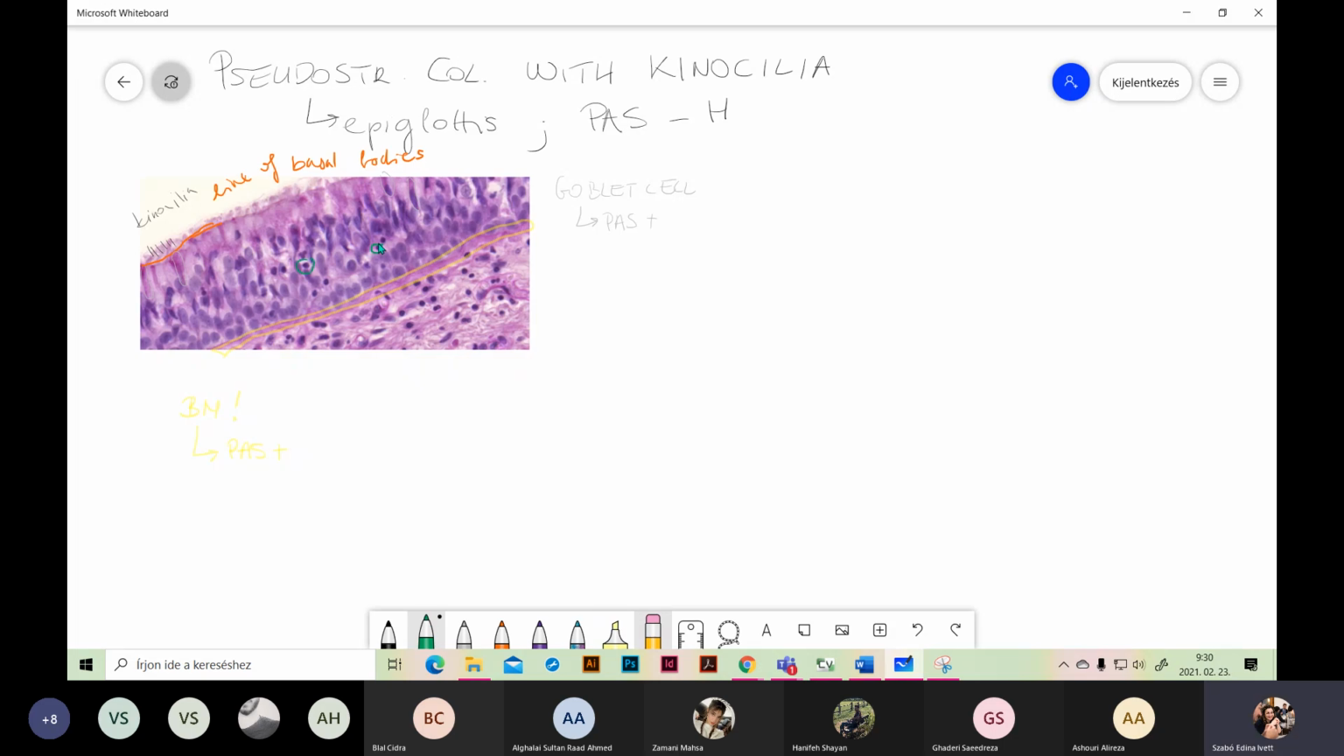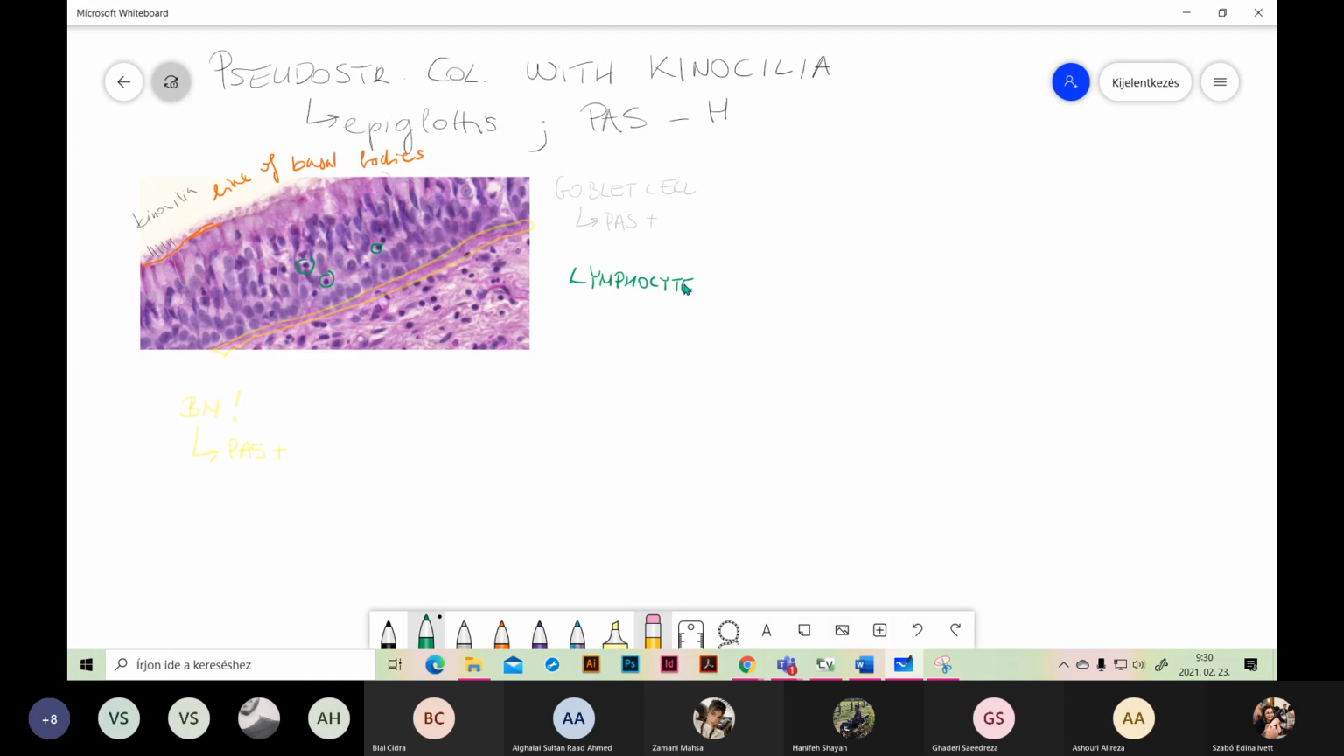And what about these small round cells? For example, here. Which type of cells is this? Is it a reserve cell again? No, the reserve cells should be in the basal part of the epithelia, but these cells are between the columnar cells. Lymphocytes.